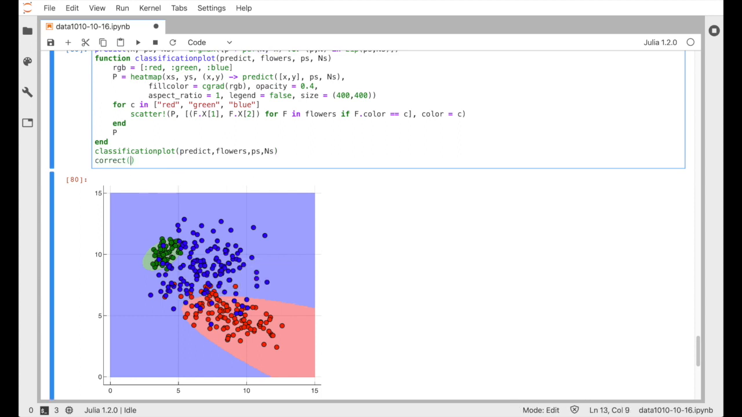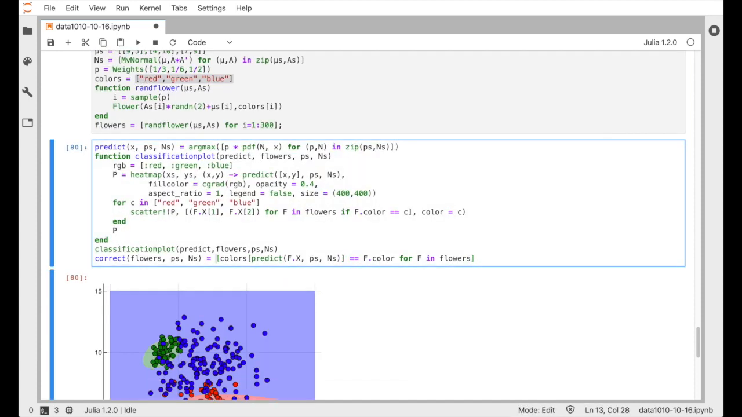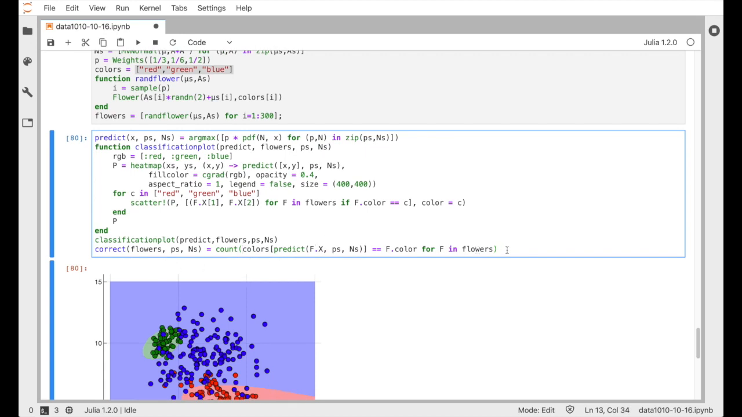Let's define a function called correct, which takes a list of flowers, a list of probabilities, a list of normal distributions. And what we want to do is count the number of colors that are predicted correctly. So we're going to loop over the flowers, and then for each flower we're going to check, is its actual color equal to the predicted color? So we predict, and then the thing is, this prediction returns an index rather than a color string. So we need to make it into a string by indexing this colors vector. And then we're just going to count the number of truths in that array, and then we can take off these brackets to avoid allocating an intermediate array.